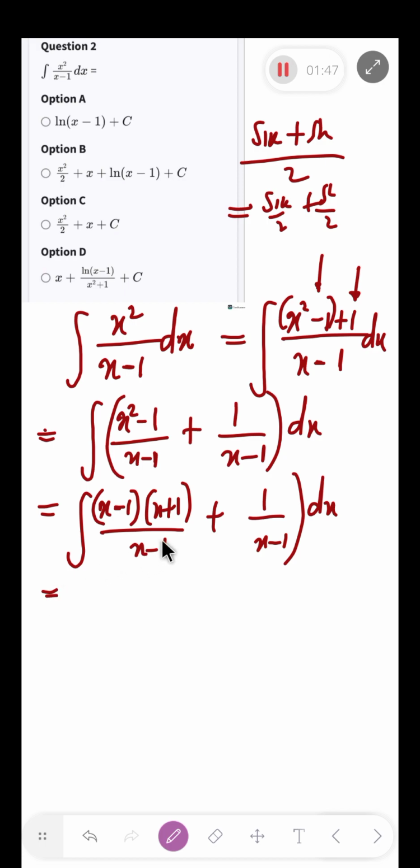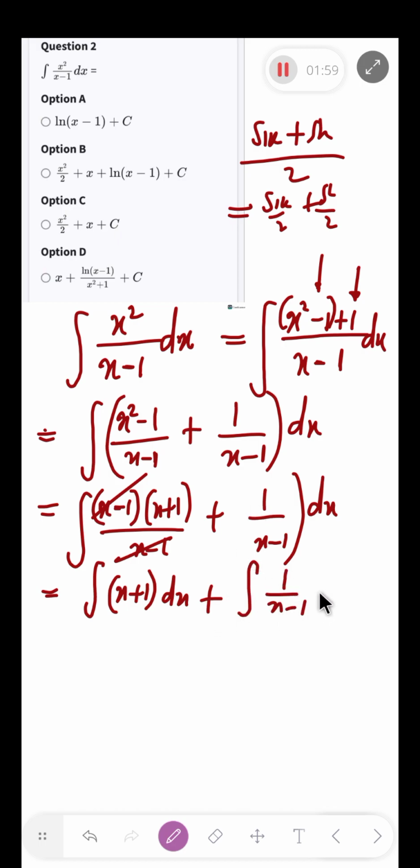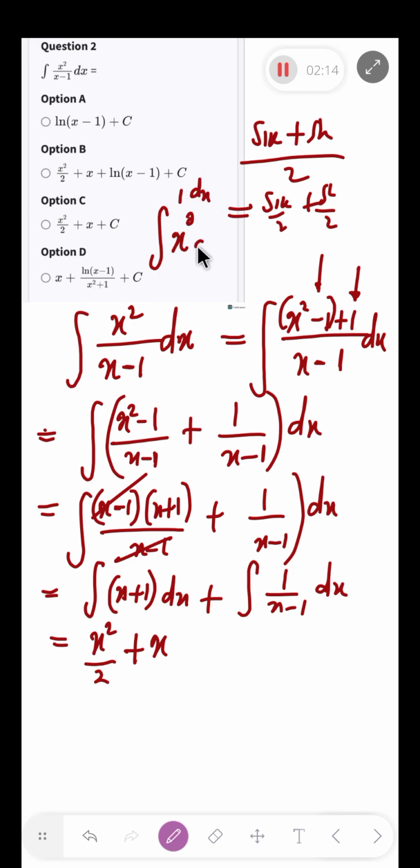Now, trivially, this cancels this. What I have left is just x plus 1. So I want to split up these integrals. I have x plus 1 with this dx, and I have to integrate 1 over x minus 1 dx also. If I integrate x, I have x squared over 2. If I integrate 1 dx, I have x. Integrating 1 dx is x to the power of 0 dx. By the time you add 1 to that power, 0 plus 1 over 0 plus 1, you have x to the power of 1 over 1, and that's x. That's very direct.